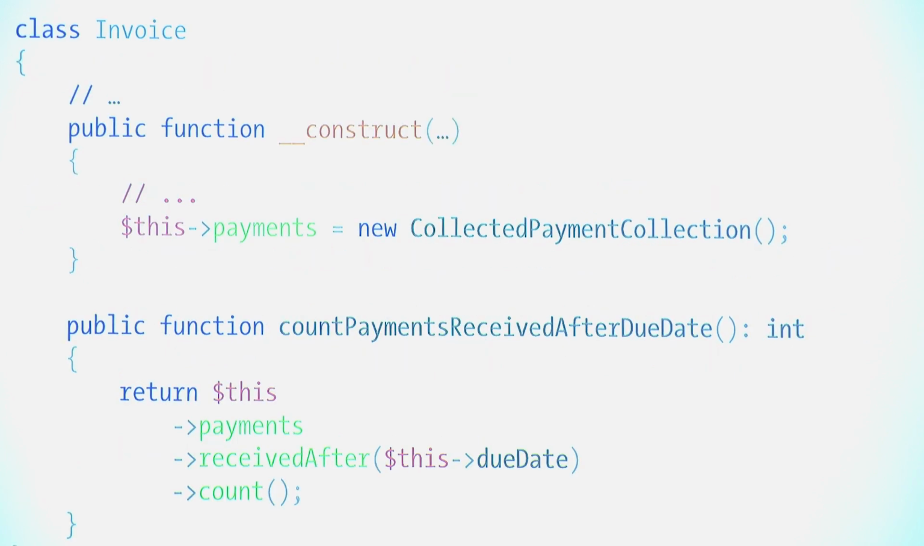All right, so now my invoice class has this method, countPaymentReceivedAfterDueDate, and I will simply get all my payments, then use my new method, receivedAfter, pass the date, and then count the number of items. So it makes the code more expressive in this case.